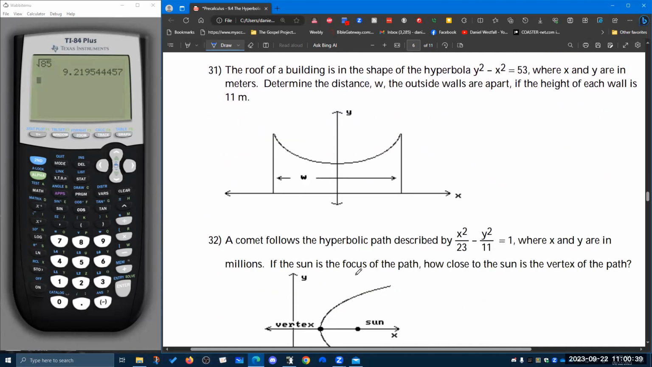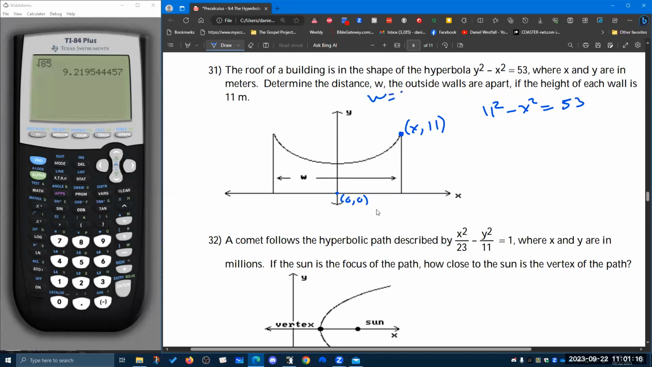Now we have another building that has a roof with the shape of a hyperbola, and it's defined by y squared minus x squared equals 53, where x and y are also in meters. They want us to determine the entire width of the building, which is going to be 2x. So this is going to be 0, 0. This is going to be my x, and they tell me that my height is 11 there. So 11 squared minus x squared is going to be equal to 53.